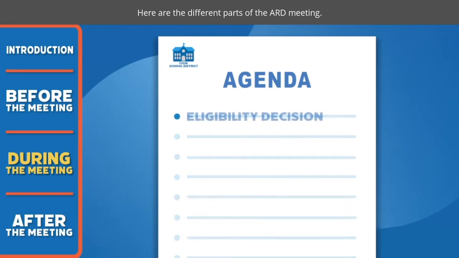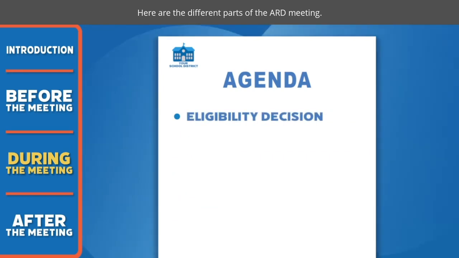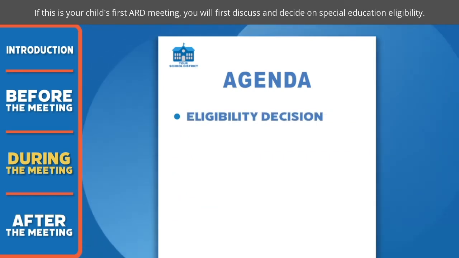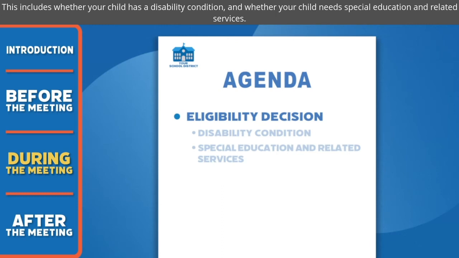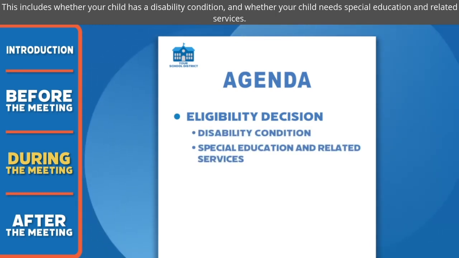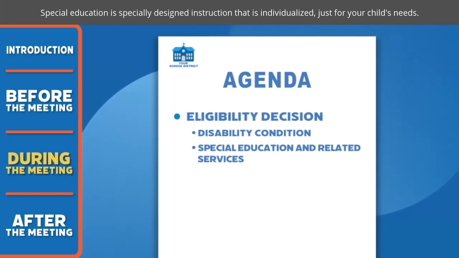Here are the different parts of the ARD meeting. If this is your child's first ARD meeting, you will first discuss and decide on special education eligibility. This includes whether your child has a disability condition and whether your child needs special education and related services. Special education is specially designed instruction that is individualized just for your child's needs.